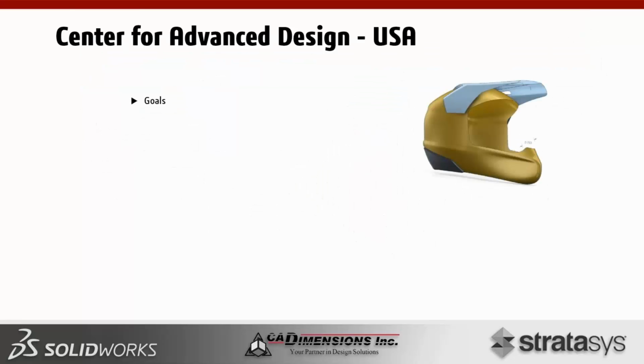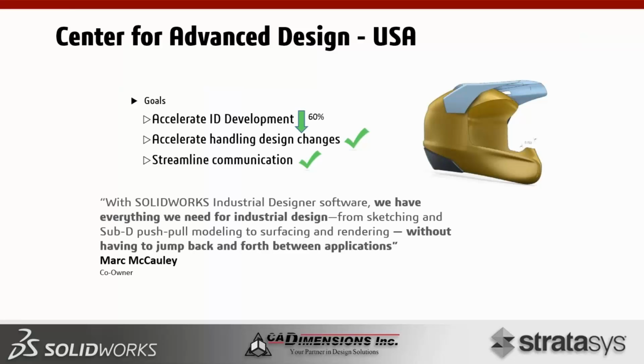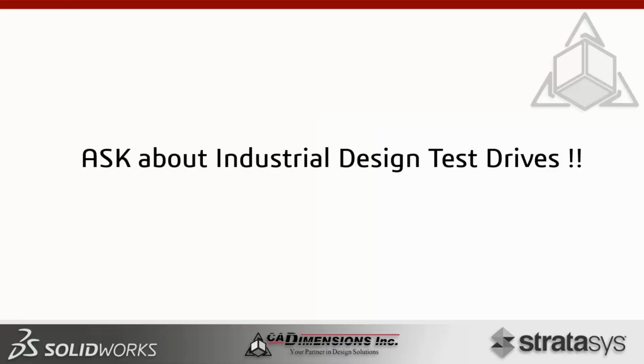Now, remember that company, Center for Advanced Design? Well, they are using Industrial Designer. They were able to accelerate ID development by 60% just by removing the disconnected apps. Accelerate your handling of design changes and the communication. You can read the quote there, but it's very simple. You're taking the disconnect away. You're making it easy for an industrial design to make it into mechanical for tooling and downstream. Okay? So that's my message today.